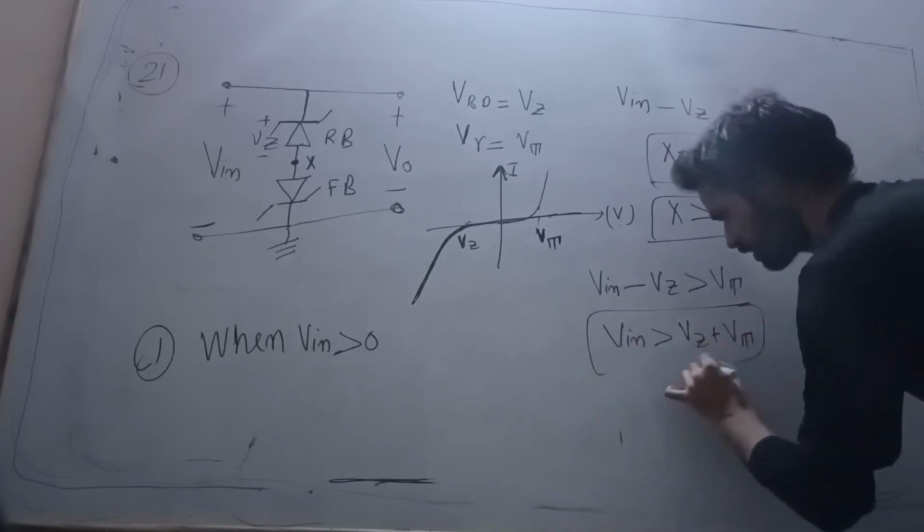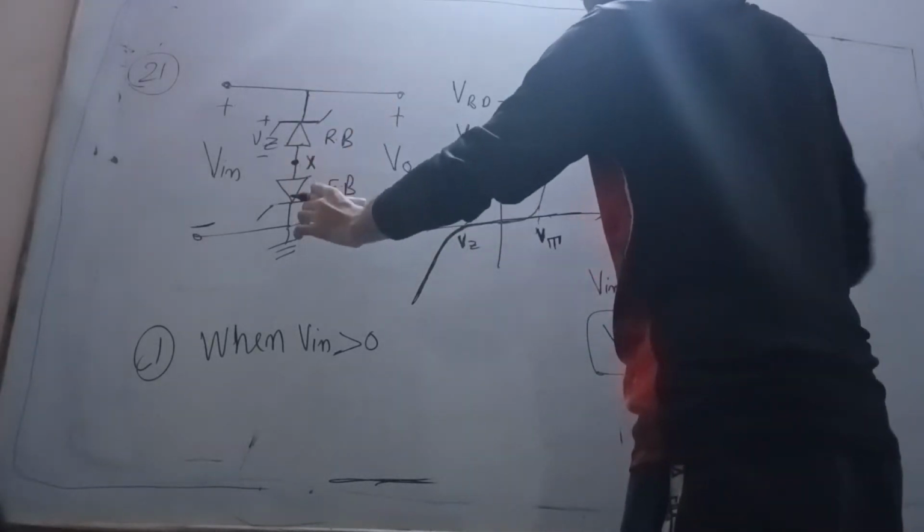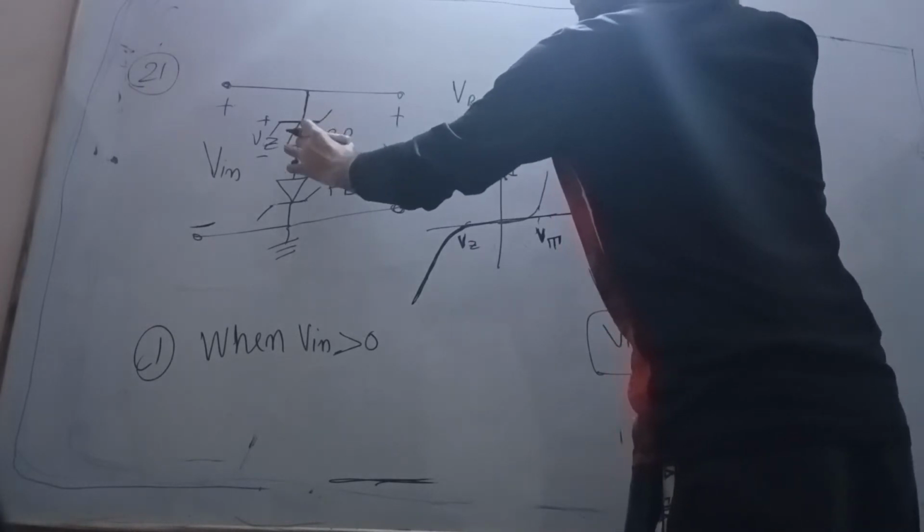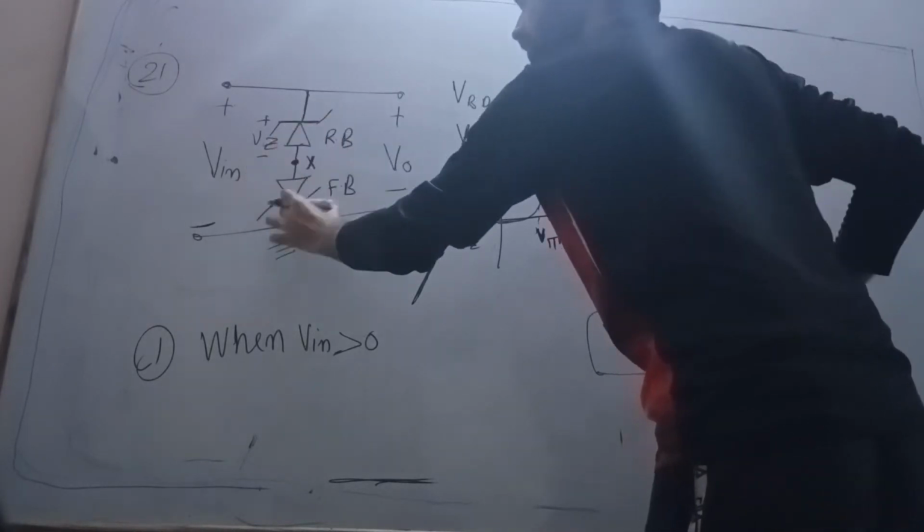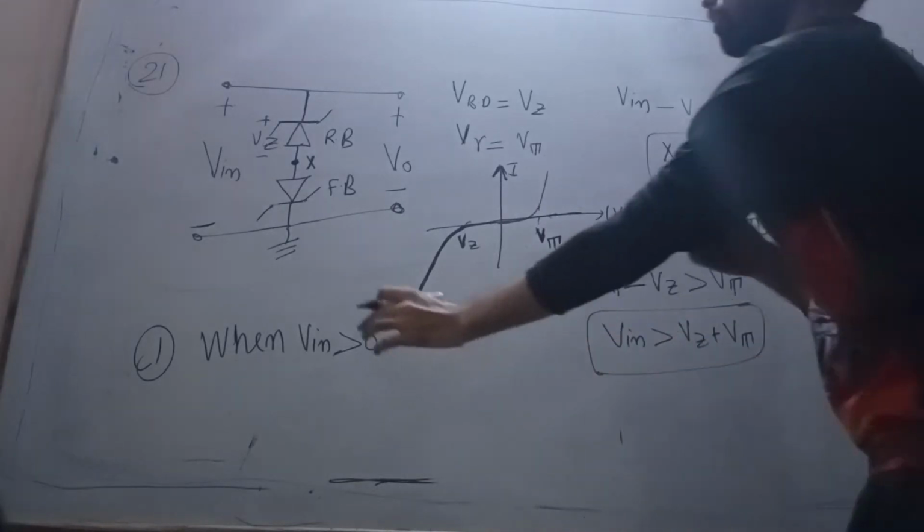So now in that case, this diode is reverse bias. This diode is in breakdown region and this diode is in forward region.